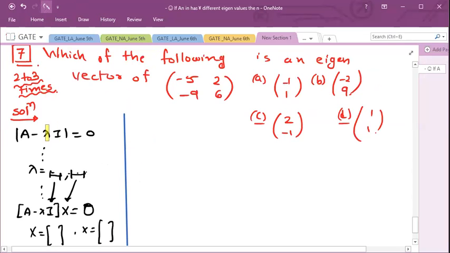So we'll form this characteristic equation, determinant of A minus lambda I equal to 0. After simplifying, you will get a quadratic equation because this is 2 by 2. For this quadratic equation, you will get 2 roots, lambda 1 and lambda 2. Suppose it is 1 and 2, or 1 and 0, any values you are getting over here.